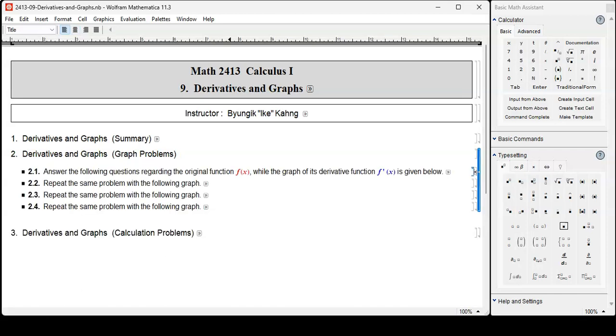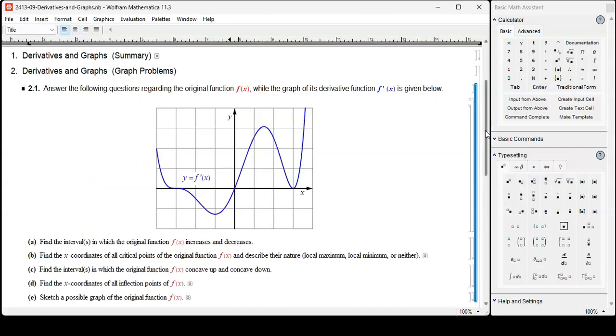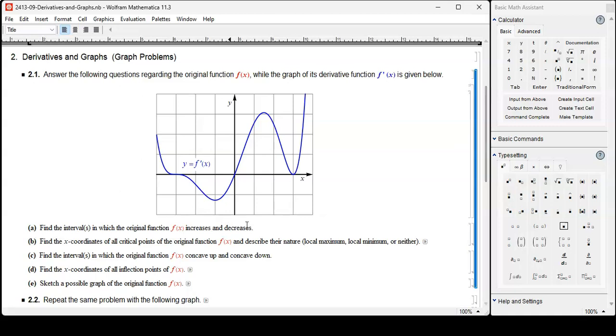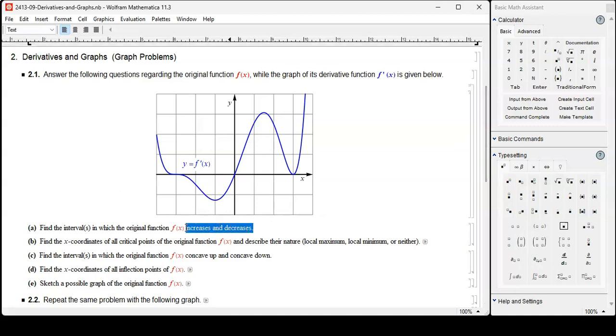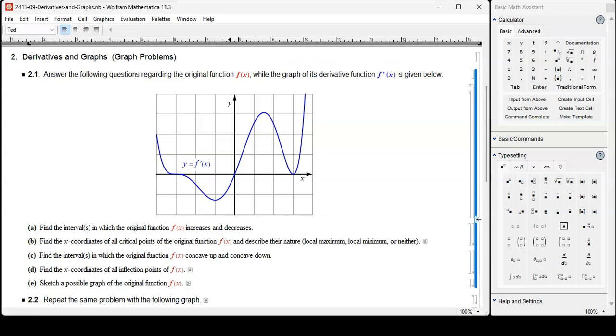Previously, we went through the first type of graph problems, answering the intervals of increase and decrease, and characterizing the nature of the critical points. Local maximum, local minimum, or neither. In case of neither, the critical point is also an inflection point. How do you do that?